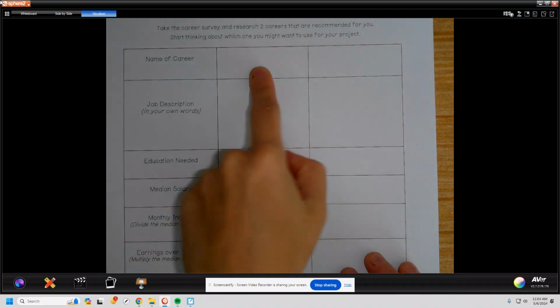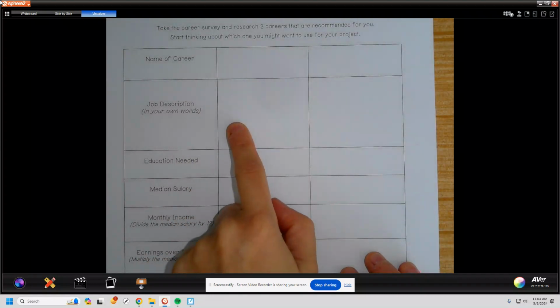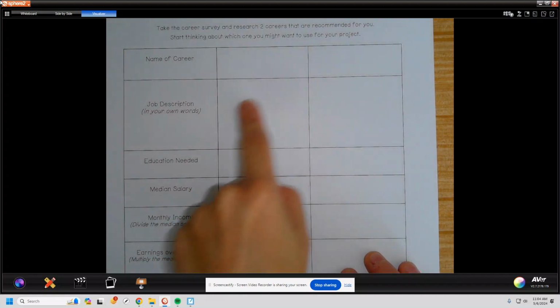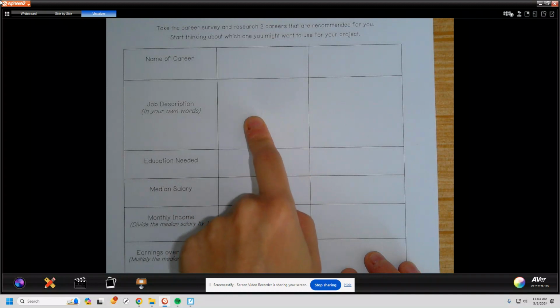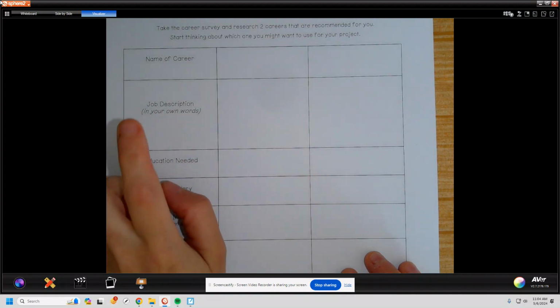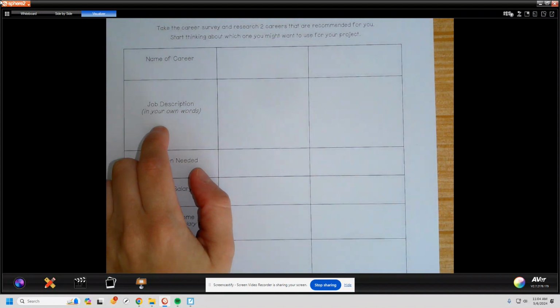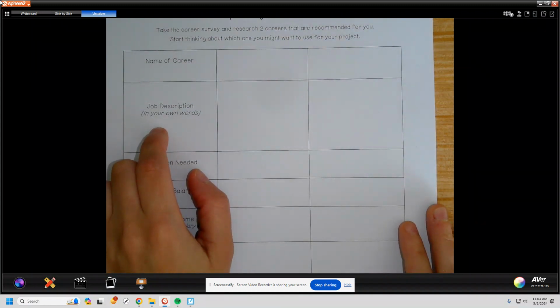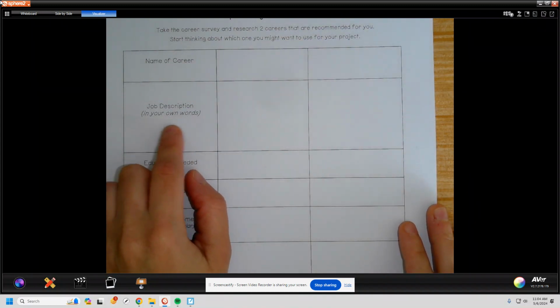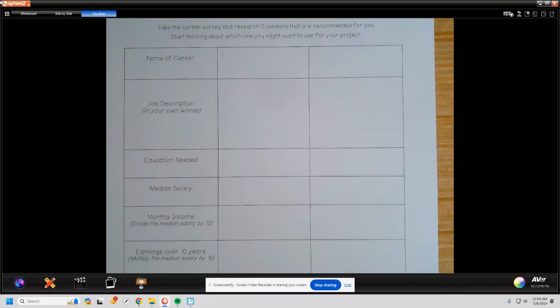So you're going to start with the name of the career, job description. This means, like, what do you do? Like, what kind of job is it? It's really, really important that this is in your own words. Do not just copy it from the website. All right? If you're not sure what the job is, look at where it says what you might do in a day. That might help you see things that you do. Or just go on Google or go on YouTube and figure it out. You got the whole internet at your fingertips.